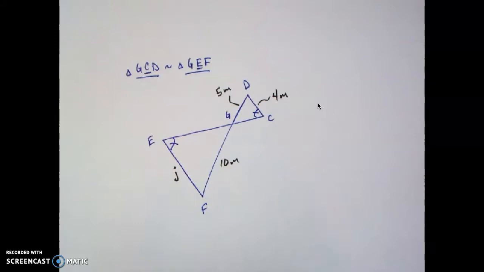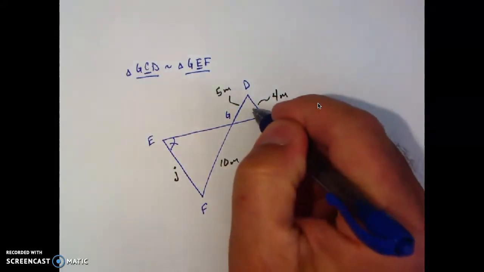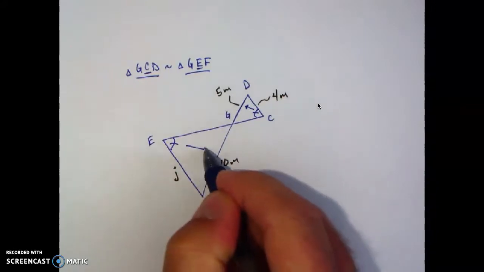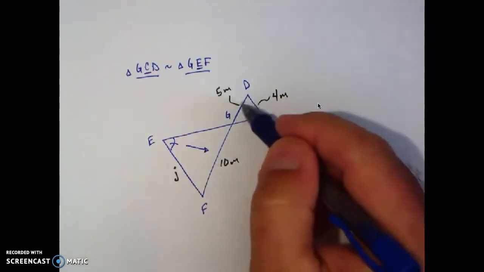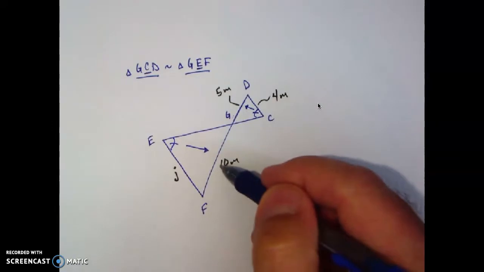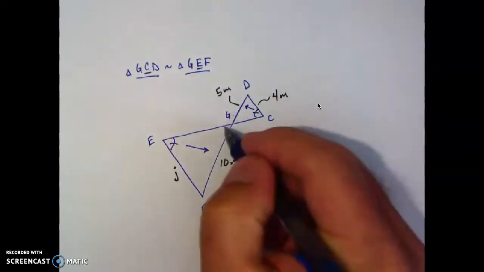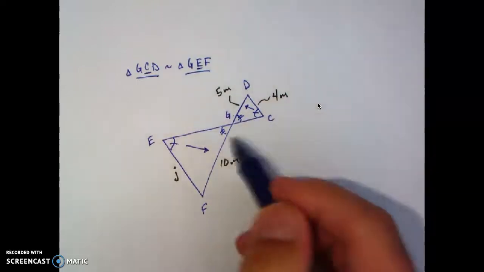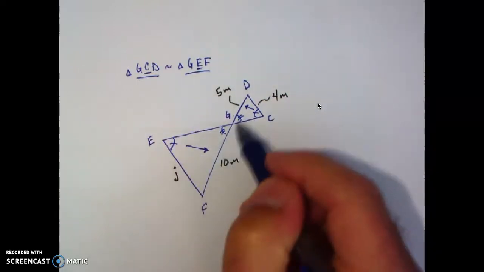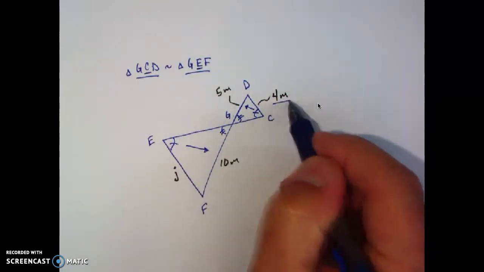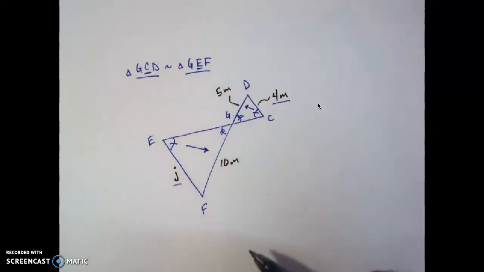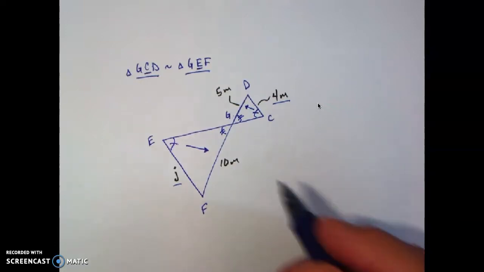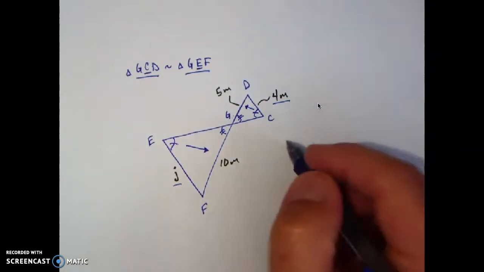The reason I want to pay attention to that is, remember, we've said before, opposite of congruent angles are corresponding sides. So that means that the 5 here corresponds to the 10 on this triangle. We also have our vertical angles that we know are congruent, which is also lining up corresponding sides. The 4 corresponds to the J. So when I set up my proportion, I need to make sure I'm paying attention to those corresponding sides.